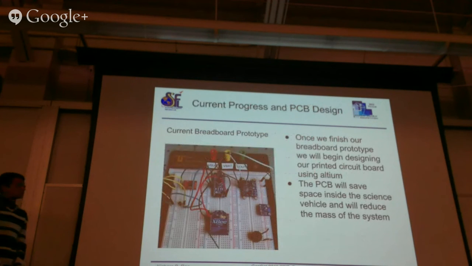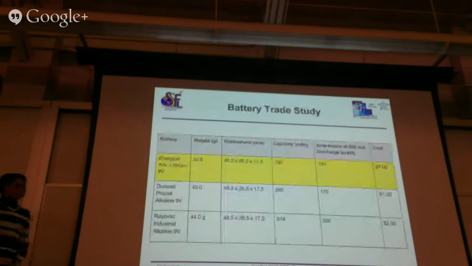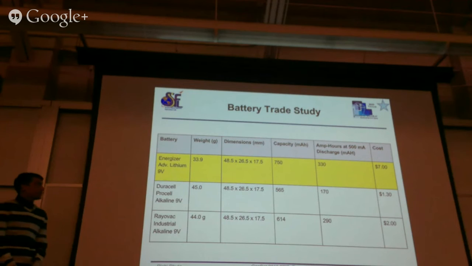So here's our current project. You can see this is our FlatSat, our breadboard prototype we're working on. Once we finish this breadboard, we're going to begin working with Altium to develop a PCB, and again using a printed circuit board is going to save space inside the science vehicle and significantly reduce the mass of the system. So here's the battery trade study that we did.